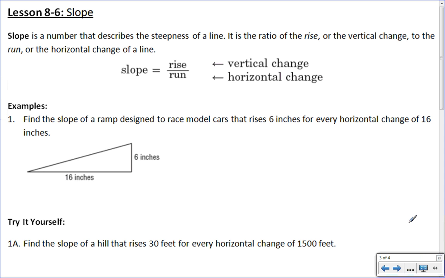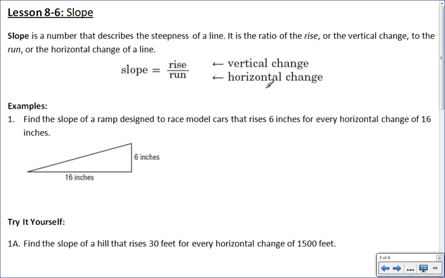This is lesson 8.6, slope. Slope is a number that describes the steepness of a line. It is the ratio of the rise, or the vertical change, to the run, or the horizontal change, of a line. So slope is just equal to rise over run. Rise is the vertical change, vertical is up and down. Run is the horizontal change.